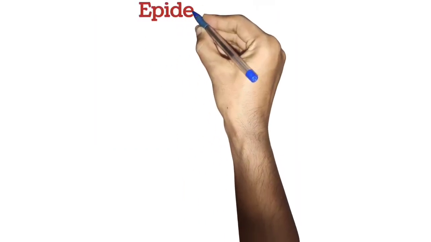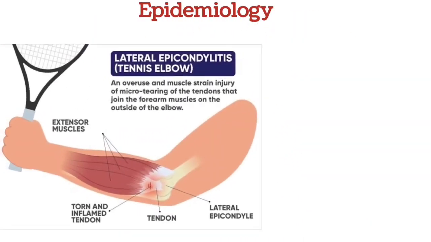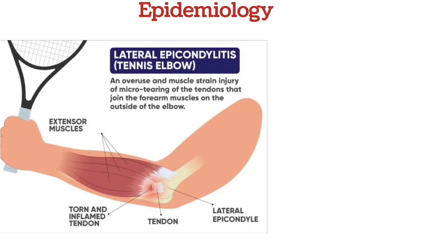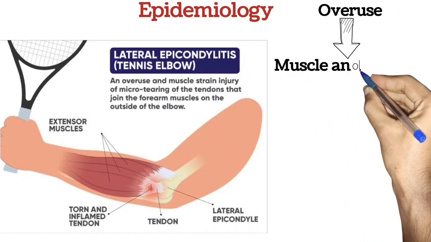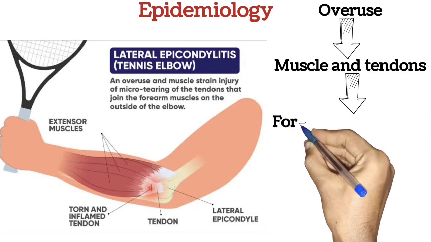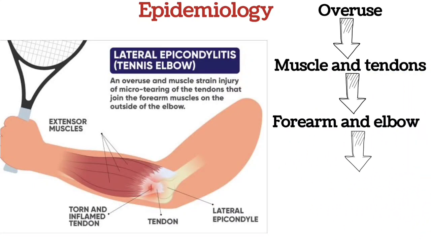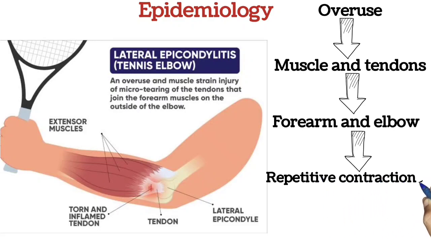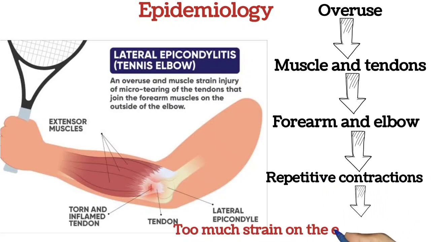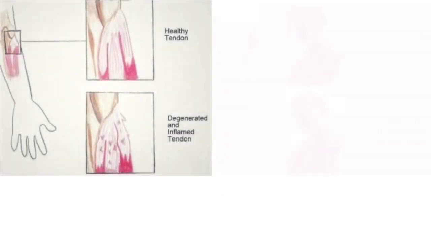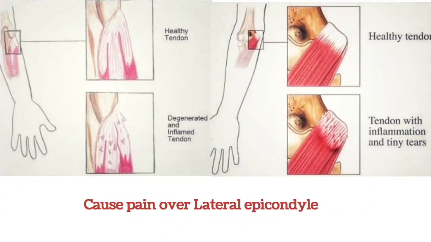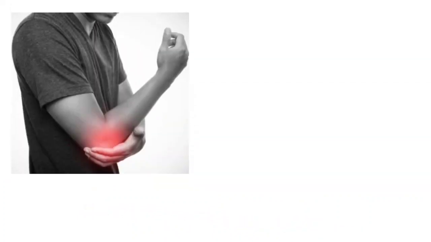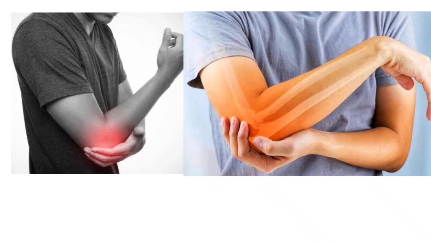Epidemiology. Lateral elbow tendinopathy is classified as an overuse injury that may result in hyaline degeneration of the origin of the extensor tendon. Overuse of the muscles and tendons of the forearm and elbow together with repetitive contractions or manual tasks can put too much strain on the elbow tendons. These contractions or manual tasks require manipulation of the hand that causes maladaptations in tendon structure that lead to pain over the lateral epicondyle. Mostly, the pain is located anterior and distal from the lateral epicondyle.